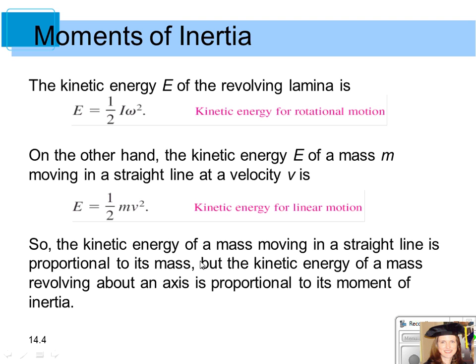So the kinetic energy of a mass moving in a straight line is proportional to its mass, but the kinetic energy of a mass revolving about an axis is proportional to its moment of inertia.